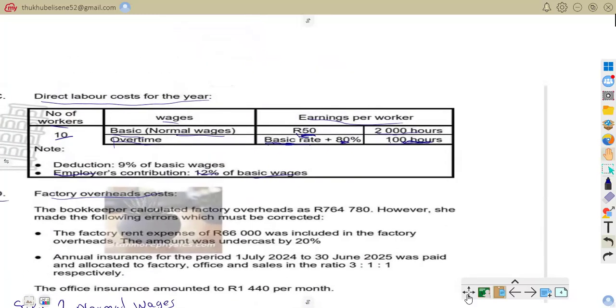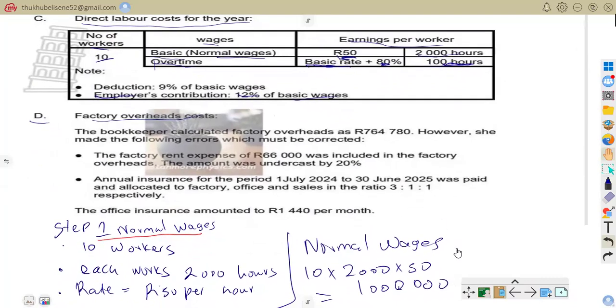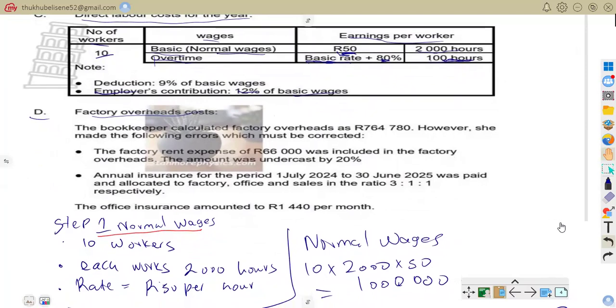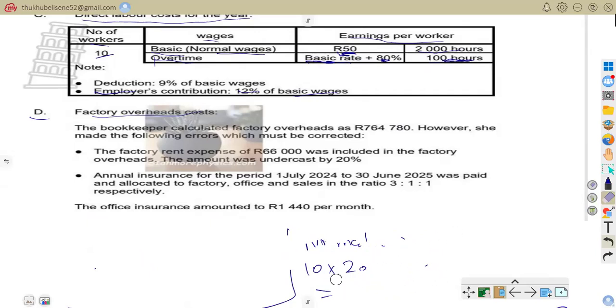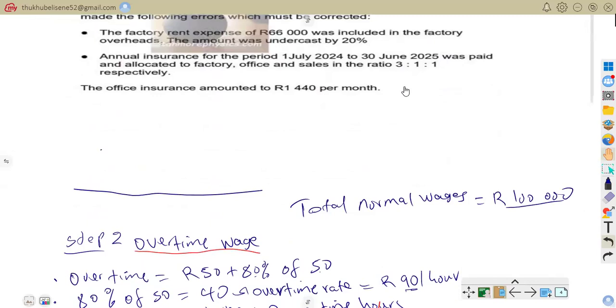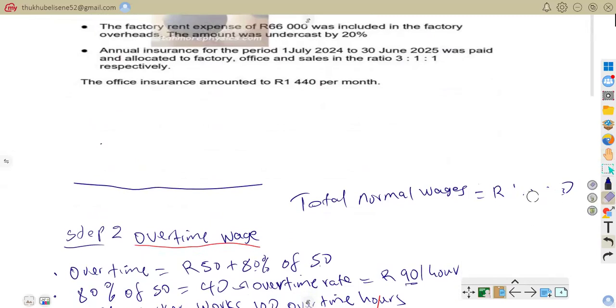Information D. This one is information C, and this is our information D. First, let us rub everything out so that we can have space to do our calculations for factory overheads. Hope we are together on that.